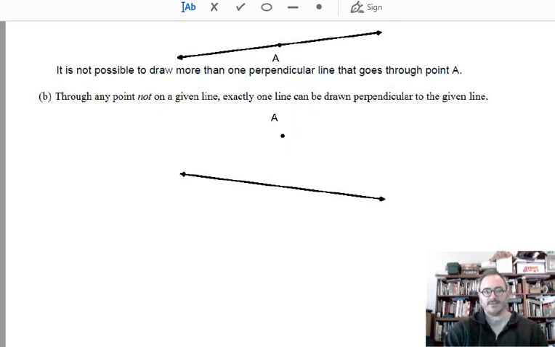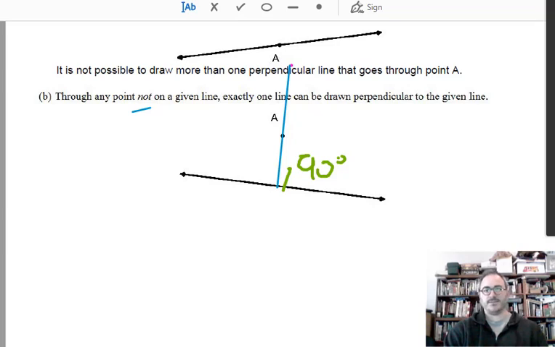I can draw other lines, right? Let me think about this. I can draw another perpendicular line. I'm just going to assume for the sake of argument that right there is perpendicular. I can draw this yellow line. It's perpendicular to the line, but it doesn't go through point A. I can draw another line that goes through point A, in a contrasting color, but this is not perpendicular. That's going to be an acute angle right there, right?